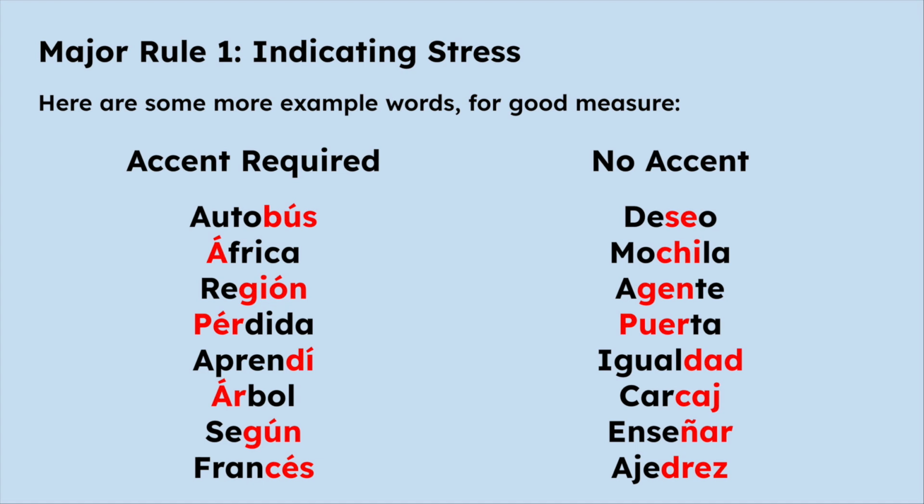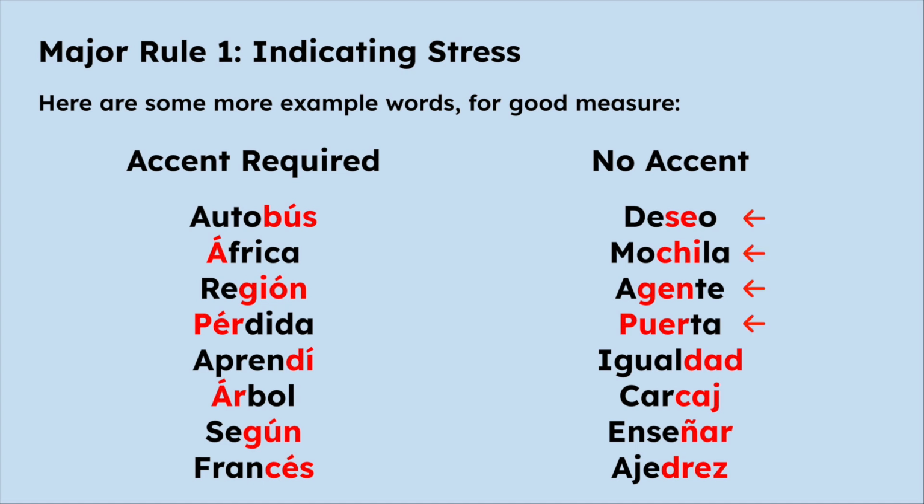So you can see that all of these words end with a vowel, N, or S, but in none of them does the stress fall on the second to last syllable. So we have to put the accent on the syllable that's actually stressed. Except for árbol, which follows the consonant-other-than-S-or-N stress pattern. It ends with L, so the stress should fall on the last syllable, bol, but it falls on the R, so we put the accent on the A.